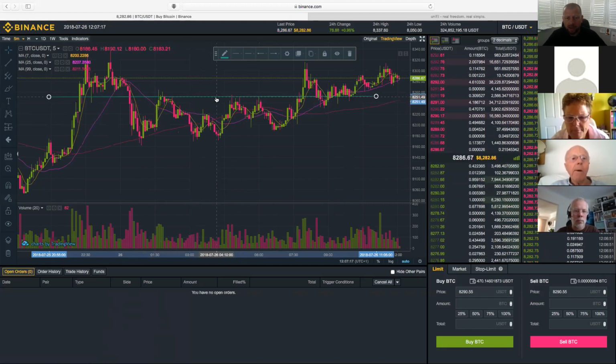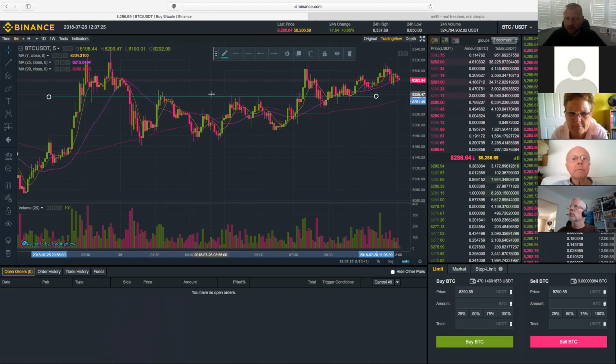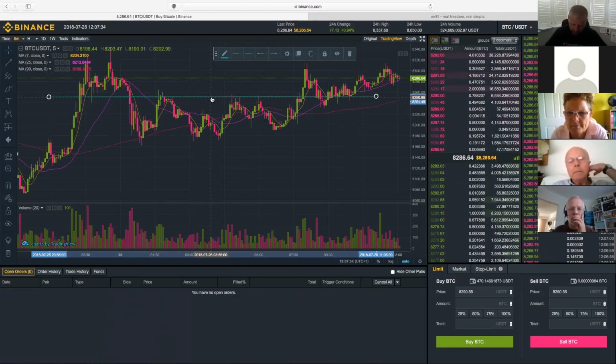And the reason why it went red is because it said, well, it can't go through that line. It's struggling to get through that line. It's struggling to stay above this line. So the market's probably changing and it's going to go short. So that's why the signal was triggered at 8238.